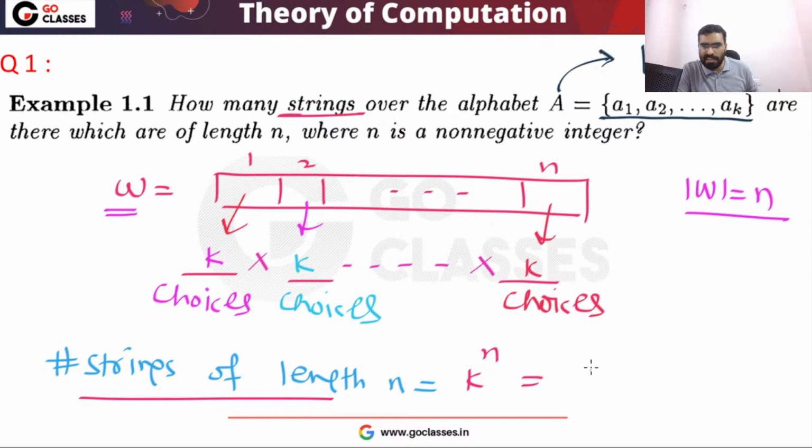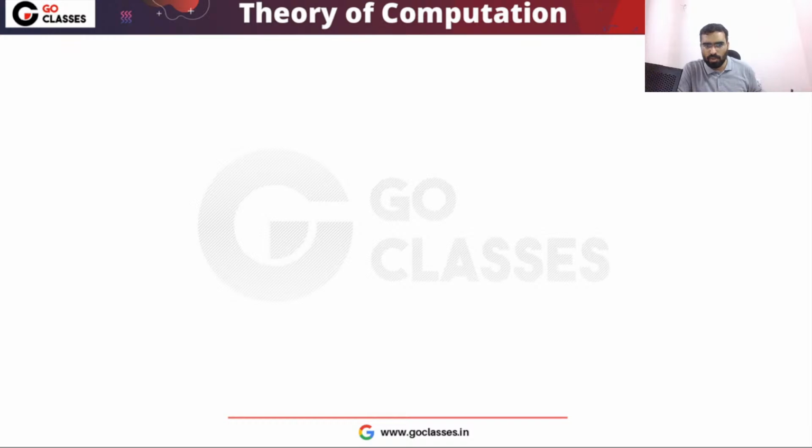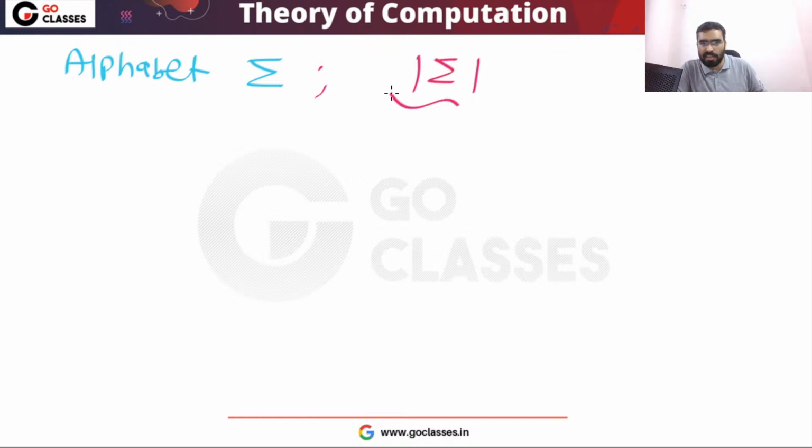Basically I can call it alphabet cardinality power n. This is the generalization: how many strings of length n? The answer will be alphabet cardinality power n. Very simple, so you can take this as a result, if your alphabet is sigma, or let's assume this is the cardinality of the alphabet.